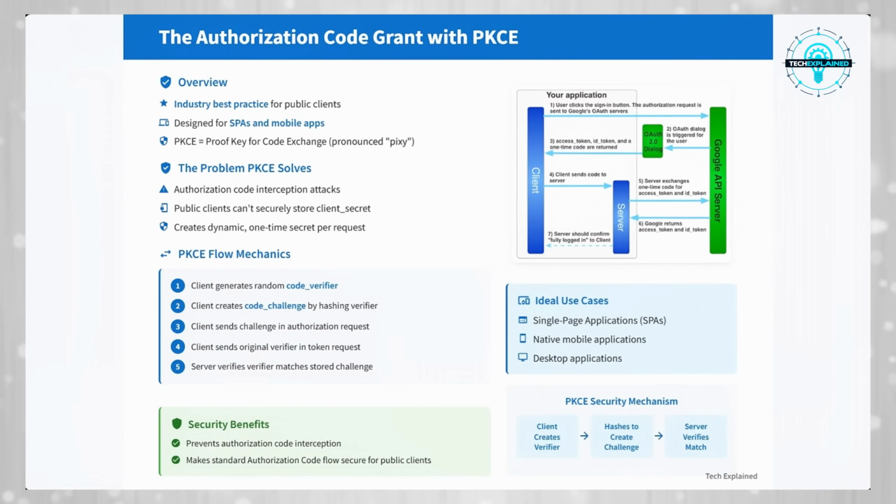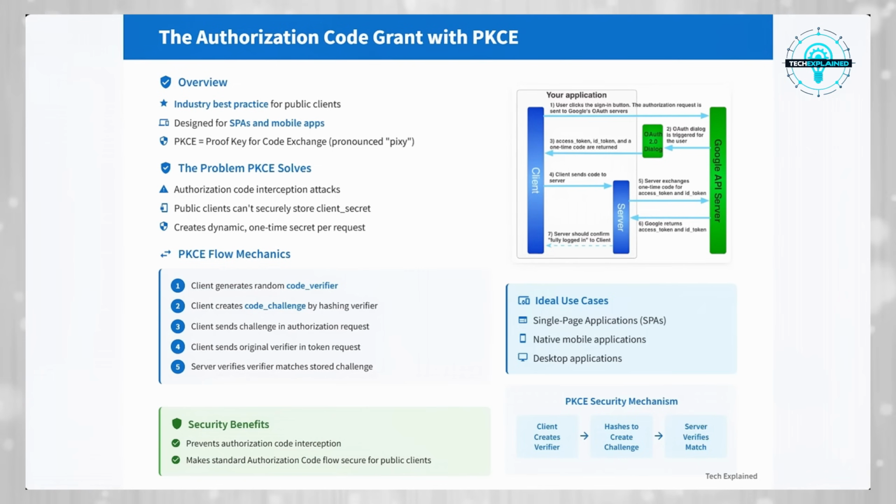But what if your client application can't securely store a secret? This is the case for single-page applications running in browsers or native mobile apps. The standard authorization code flow has a vulnerability here because a public client can't authenticate its request to the token endpoint. This opens the door to an authorization code interception attack. Imagine a malicious application on your device intercepting the authorization code as it's delivered back to the legitimate app. This malicious app could then exchange the code for an access token and gain unauthorized access to your resources.